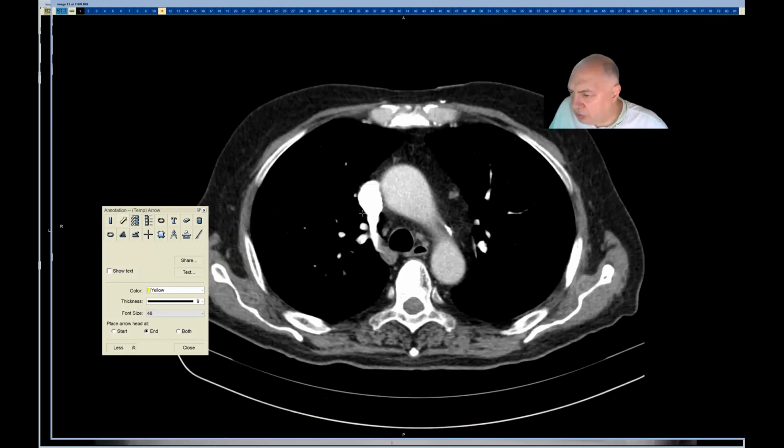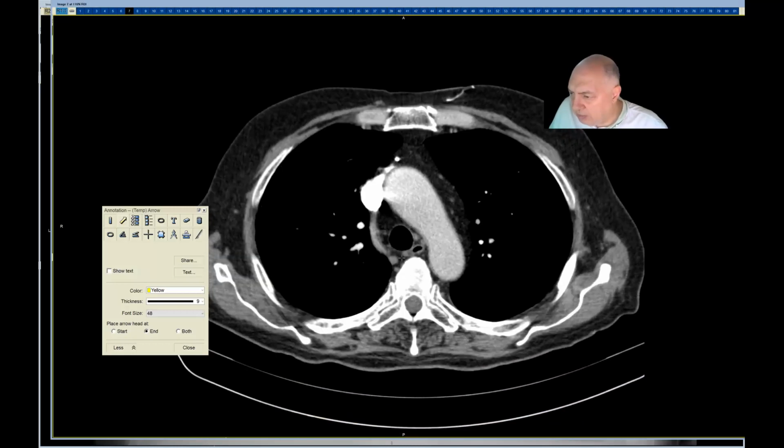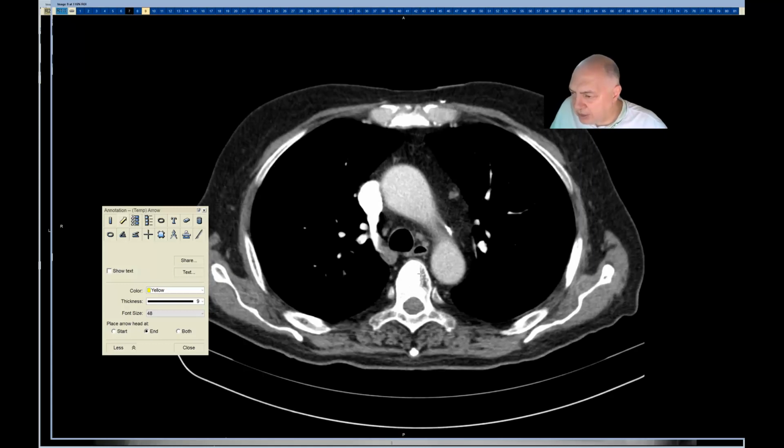So if we go through, first of all, you can see there's sclerotic densities in the vertebral bodies. So these are metastatic deposits.